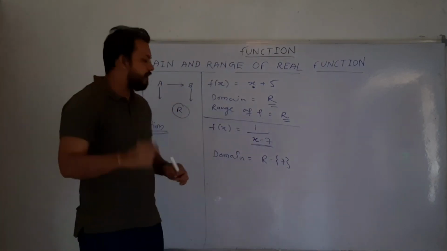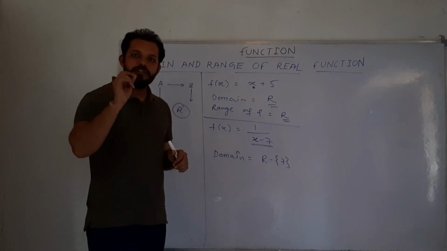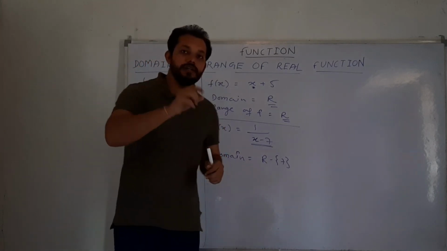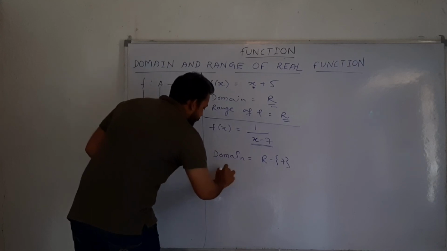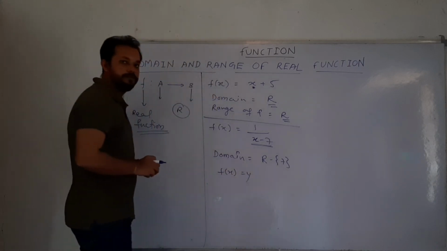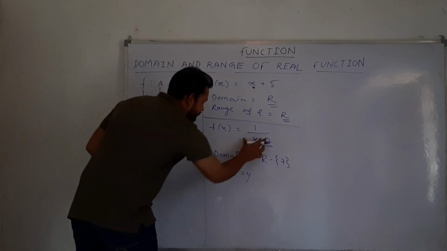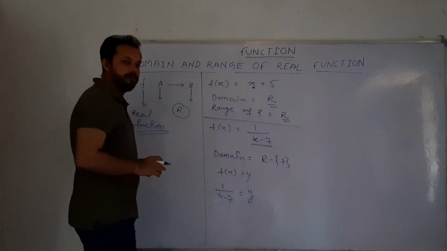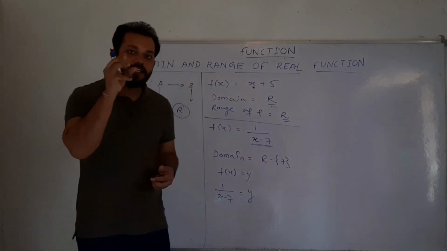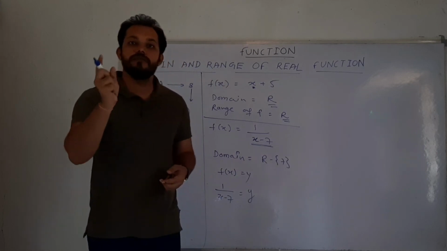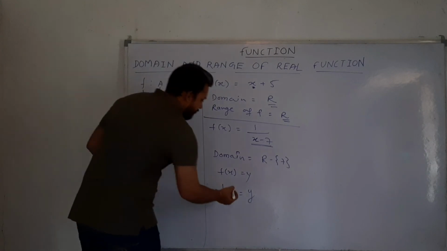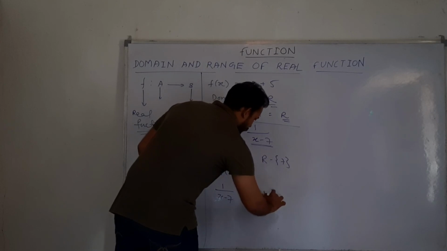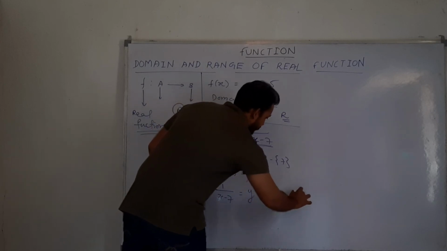Now we will see how to find the range of this function. To find the range of any function, always consider the given function as y. So I will take f(x) = y. Now the value of f(x), 1/(x - 7), is equal to y. Now I will find the value of x in terms of y. So we will get here that 1/y = x - 7.